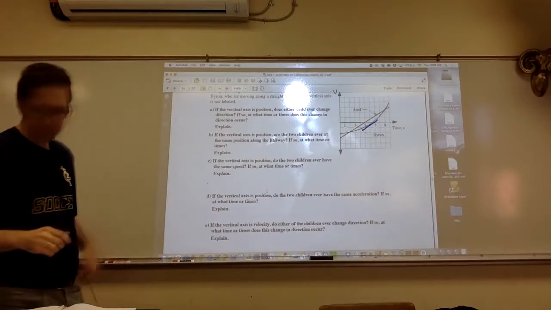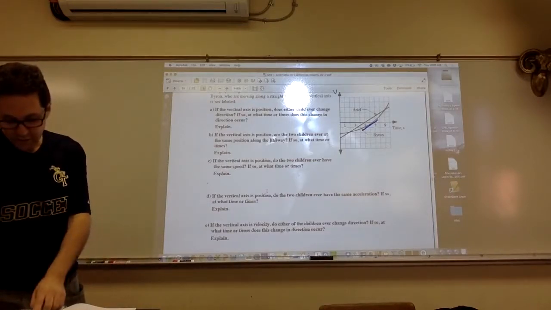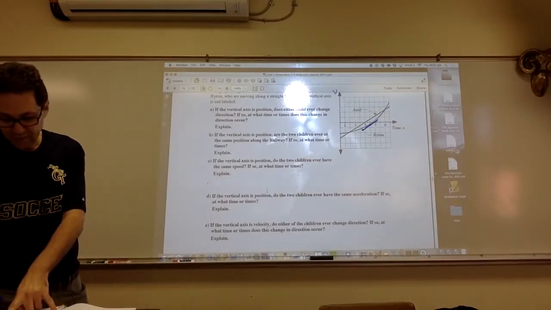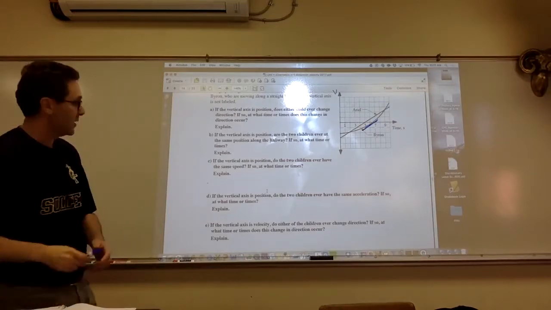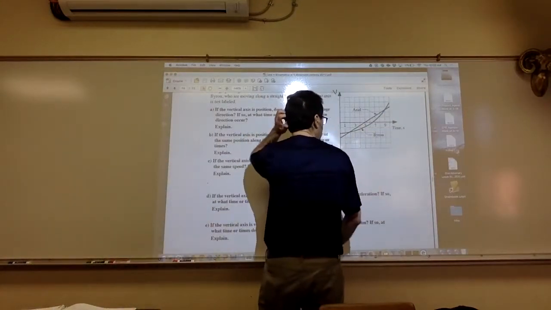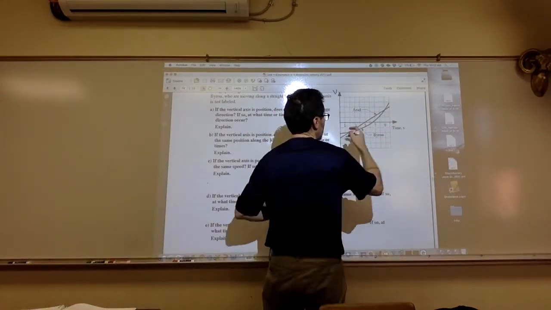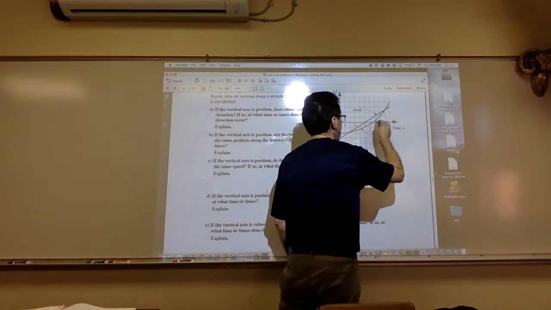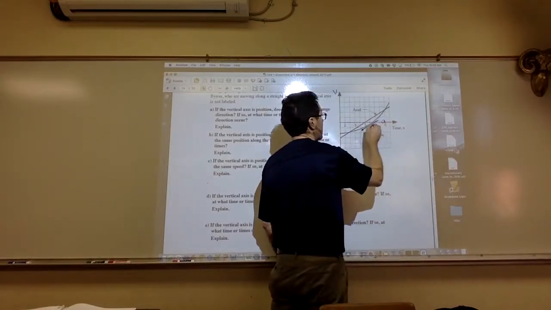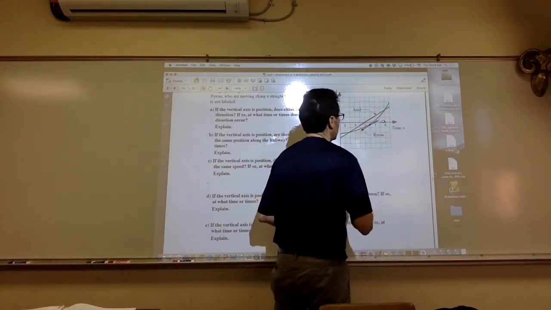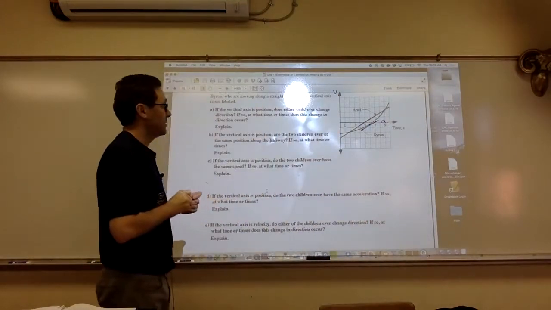All right, now we go back to G. If the vertical axis is velocity, do the two children ever have the same acceleration? Yes, they do. In a velocity time graph, the acceleration is given by the slope of the curve. So if I take the slope here, that's going to give me the acceleration at this point. And this line will be parallel to that line, which means they're going to have the same acceleration.